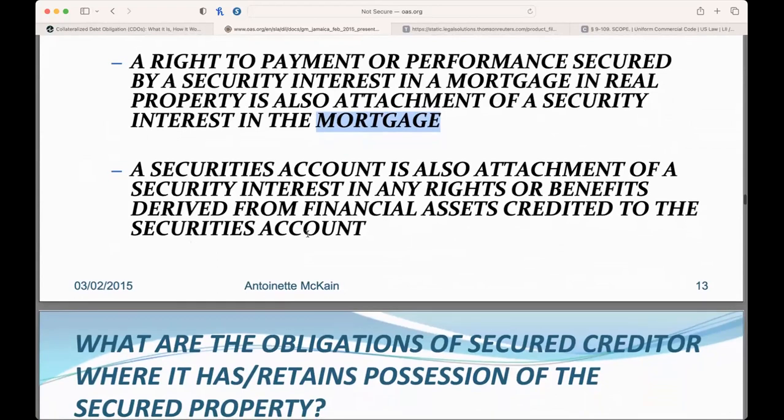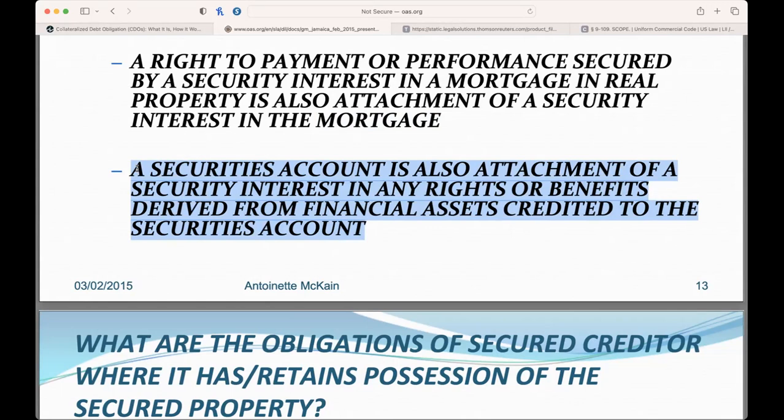A securities account, which is beautiful. This is what I love right here. A securities account is also attachment of a security interest and any rights or benefits derived from financial assets. See, they said it right there, credited to the securities account. I'm going to highlight this again because we spoke about this, and I want to reiterate it so it really drives home for you. Benefits derived from financial assets. Again, is the contract, or even, like I said, if it's an intangible contract like the credit card agreement online, credited to the securities account.